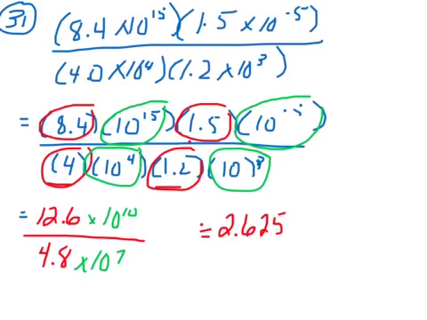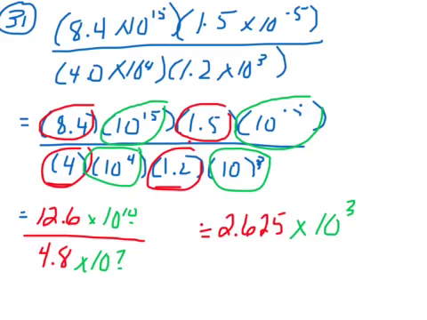Now, I've already done the red part. On the green, the powers of 10, I could just say, okay, well, I've got a 10 on the top and a 7 on the bottom as my exponents. I can just say, what's 10 minus 7? It is 3.